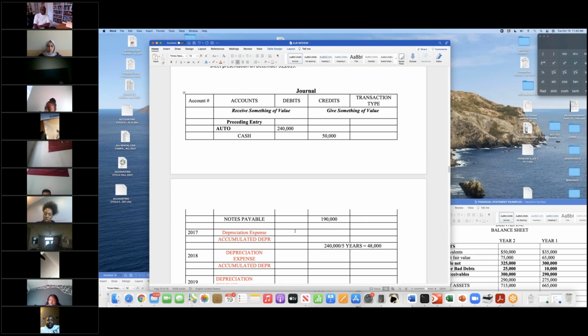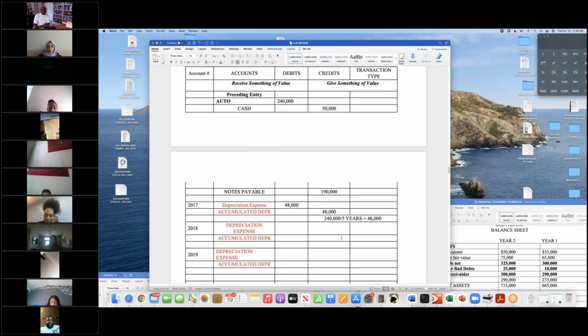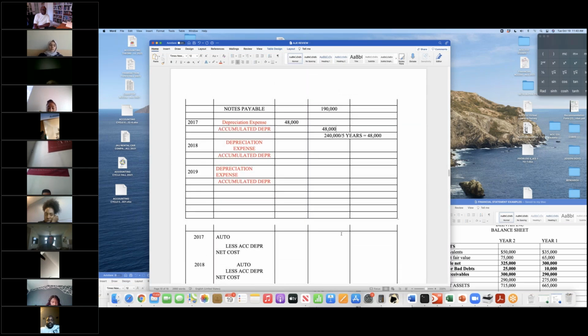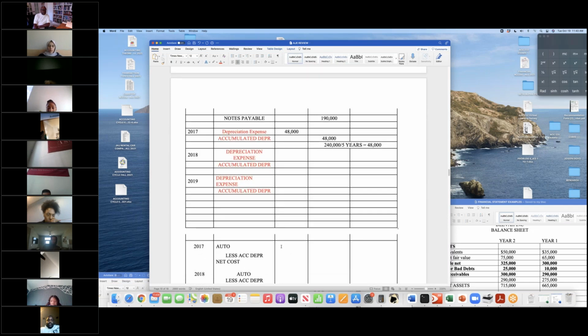So our depreciation expense becomes $48,000. Because this is a long-lived asset, we're not going to mess with the original cost. We're going to credit accumulated depreciation. So the car will be on the balance sheet at $240,000. The accumulated depreciation after this first year is $48,000. So the net cost, what's left in terms of the value of the automobile, is going to be what?